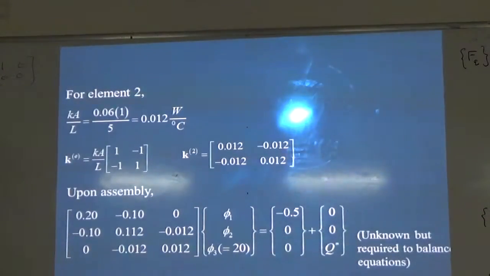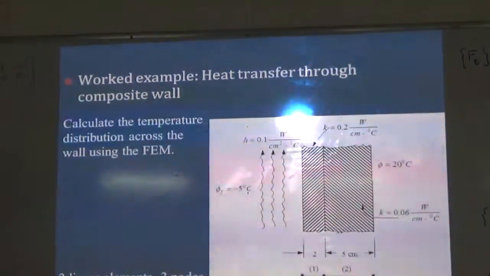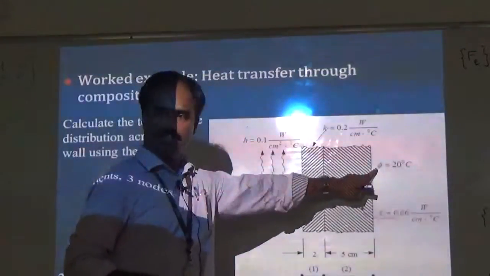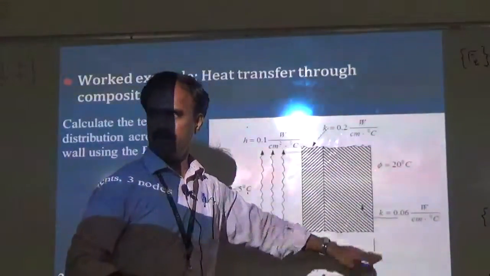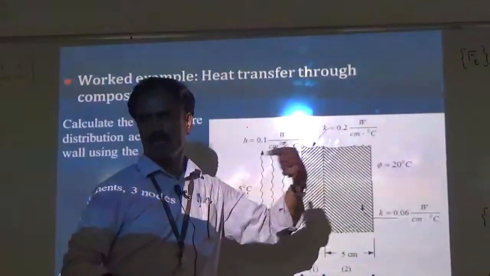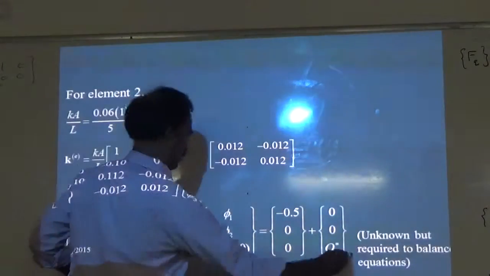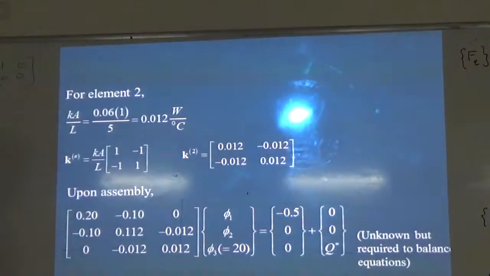Now, what is the boundary condition in this case? The water temperature is specified as 20 degrees Celsius. That means my T3 is specified as 20 degrees Celsius. In order to maintain the 20 degrees Celsius, there must be a constant heat flow. So this Q is the unknown heat flux supplied to maintain this 20 degrees Celsius. Now we can remove the third row and third column, and solve the remaining equations. What is the reduced equation?